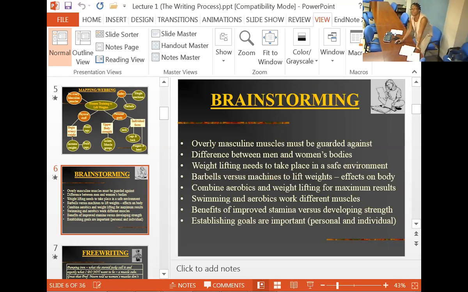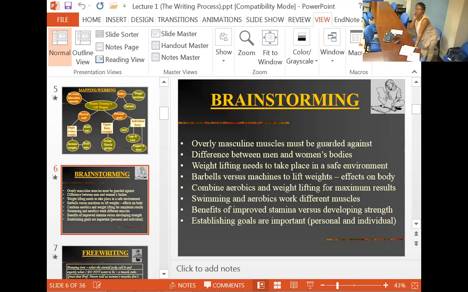Weightlifting needs to take place in a safe environment. So you don't want to be on an uneven surface, you don't want to be on a floor that is unstable. You don't want to be in an environment where there are lots of other things that you can go into. So all of these are things to consider.